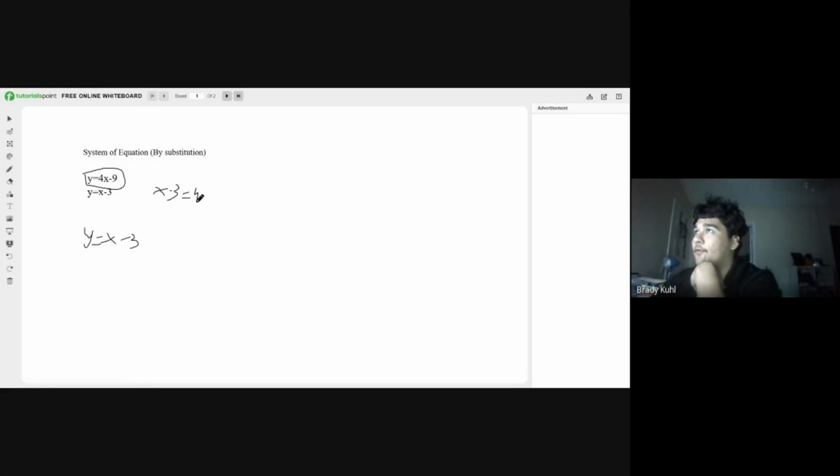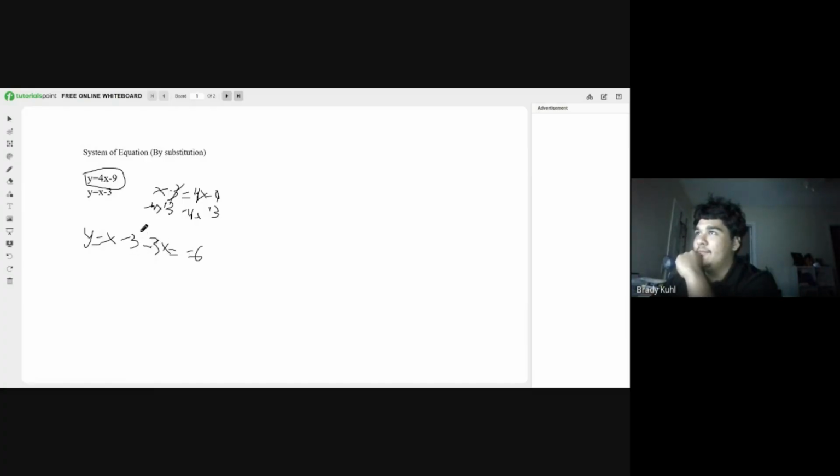equals 4x minus 9. Add 3 to both sides because I like numbers being on one side and cancel out. And then subtract the variables from this side. Minus 4x. Get negative 3x equals minus 9 plus 3, which is negative 6. Excuse the handwriting, but this is like a 3. Negative 3x equals negative 6.